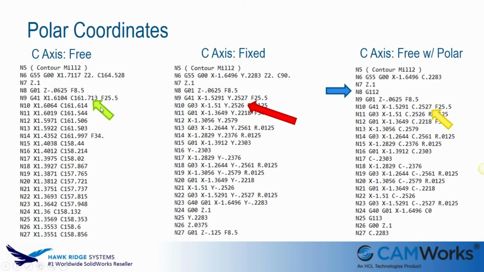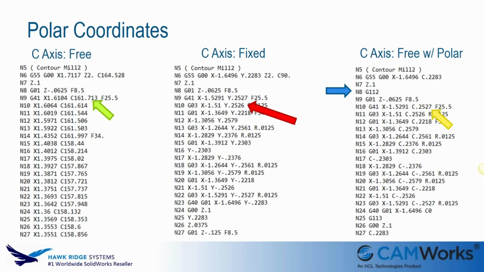So in C-axis free, on the green arrow, you can see the C161 is an actual angle in degrees. The C-axis fixed has a Y-axis position where it's 0.2526 in this case with the red arrow. When you look at using polar, what happens is the post will blend the free and the fixed. It will take the values from the fixed but output the prefix of the C. So you'll see the yellow arrow, it's C.2526.